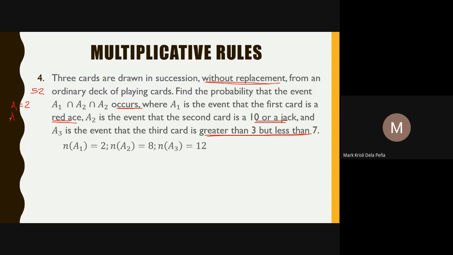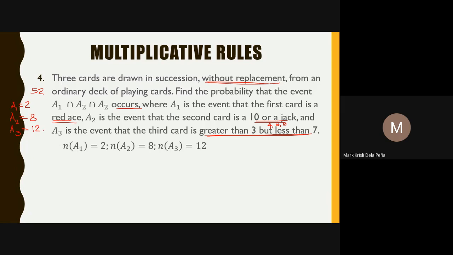Next, we have the second event, which is that the card is 10 or jack. Just like the aces, we have four tens and four jacks. So adding them, we have 8 jacks and tens in the ordinary deck of playing cards. The third event is that the number is greater than 3 but less than 7. What are numbers greater than 3 but less than 7? These are 4, 5, and 6. And same with the others, we have 4 fours, 4 fives, and 4 sixes in the deck of playing cards, a total of 12.